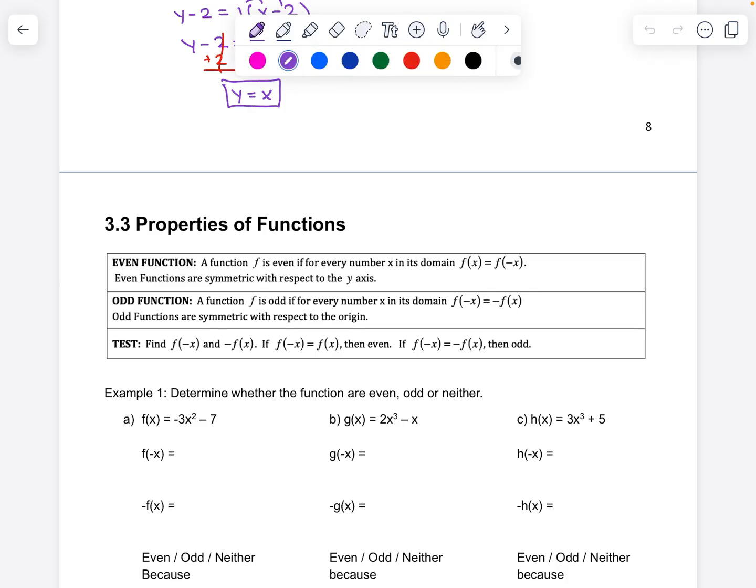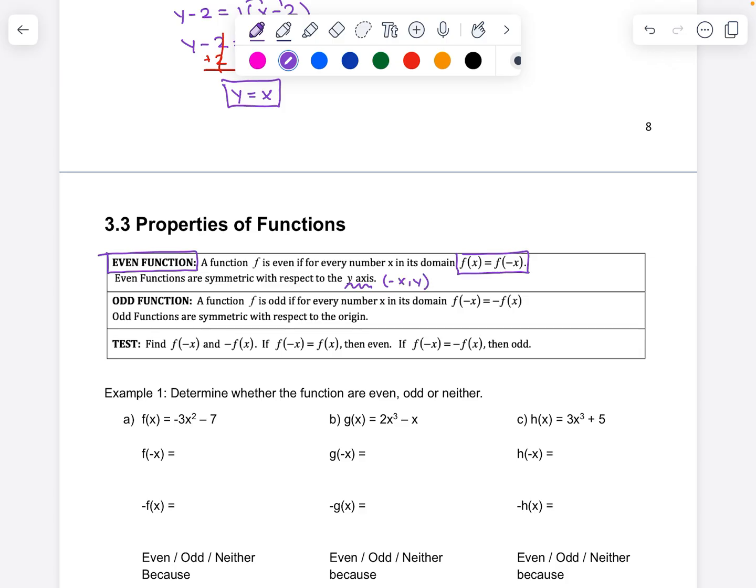So the key thing here to kind of box is this. And that's going to be an even function. They are symmetric with respect to the y-axis. So remember when we did symmetry with the y-axis, you would plug in negative x to check it. So that's why we're plugging in negative x in function notation, and you would see, is it the same as the original one? So remember, we used to plug in the negative x in our other unit.